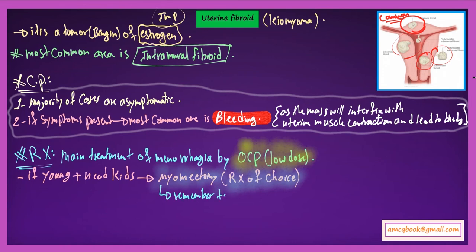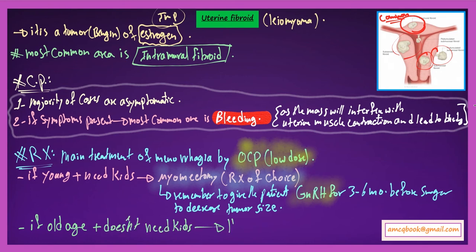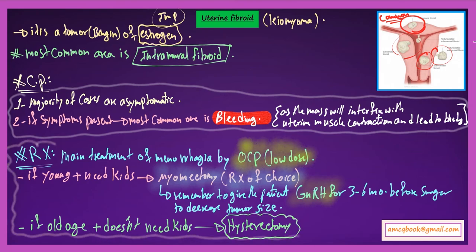And remember, you should always give the patient GnRH hormones for at least 3 to 6 months before surgery in order to decrease the size of the tumor. Then you should make myomectomy. Okay? Don't forget that. And if the woman is of old age and does not need kids anymore, then the treatment of choice will be hysterectomy in case of excessive bleeding. Okay? It's clear and it's simple.